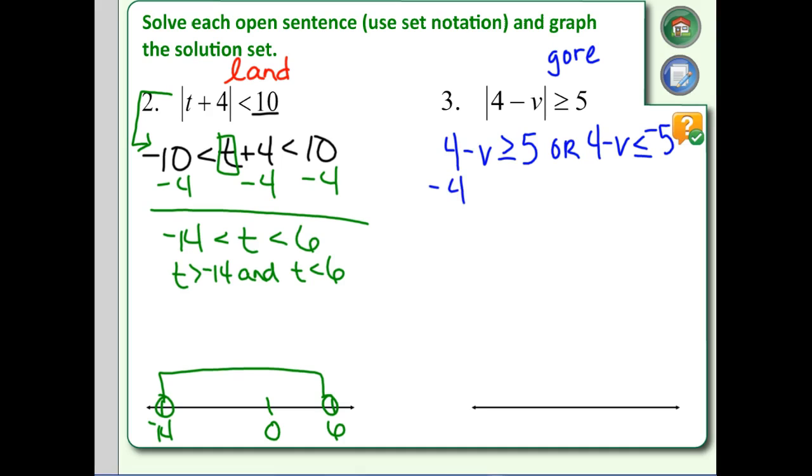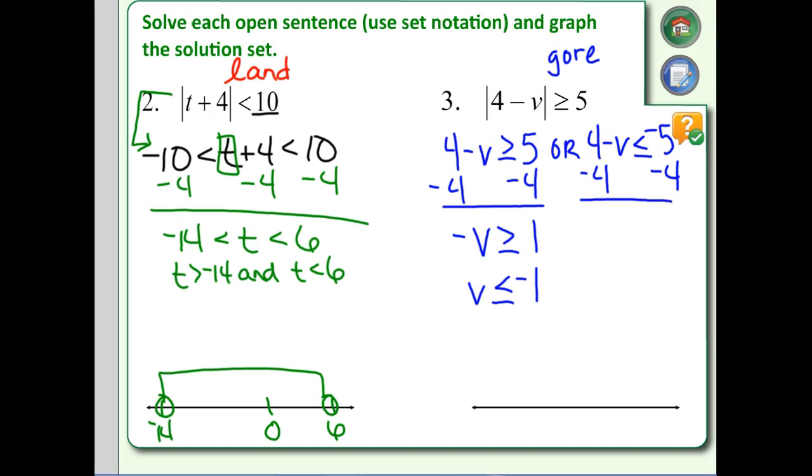I've got to get rid of the 4, get rid of my floater. So we've got negative v is greater than or equal to 1. Oh, did you notice we have a negative 1 in front of our v? So we're going to have to divide everything by negative 1, which means we're going to have to flip the sign. Remember to flip. Let's see what happens on the second equation here.